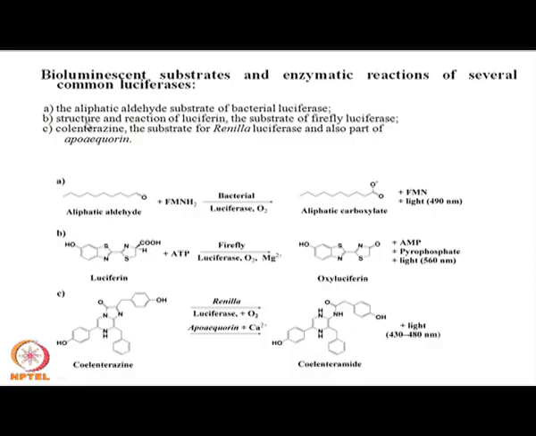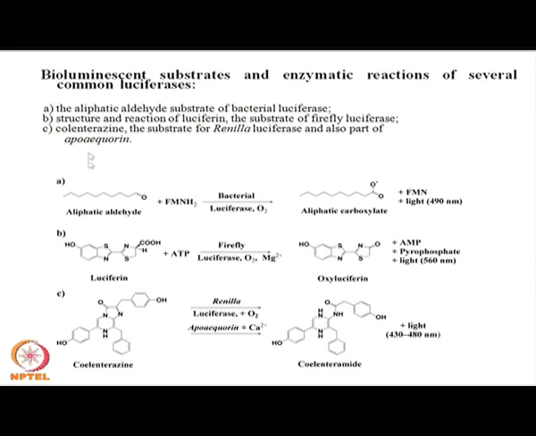Okay. So there are bioluminescent substances and enzymatic reactions of several common luciferases. Number one is aliphatic aldehyde, substrate of bacterial luciferase. You see, this is one example, and it is giving 490 nanometer light.